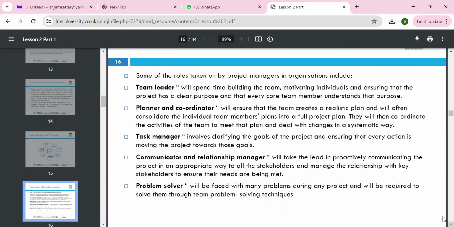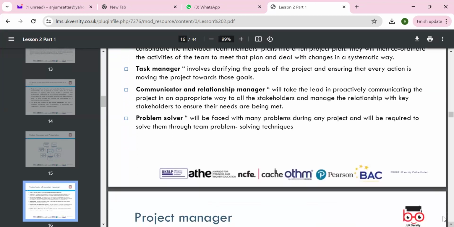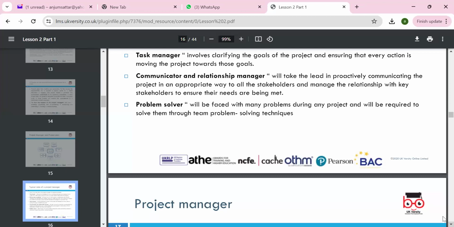So the typical role of the manager: team leader, building and managing the team. We can look around planner and coordinator roles, where managers make a realistic plan, coordinate with team members and coordinate activity in a systematic way. Task manager involves clarifying the project goal and ensuring every action moves the project towards those goals. In communication and relationship management, managers take proactive communication with the stakeholders and manage the relationship. Then as problem solver, we focus on the many problems during the project, and we need to solve them through team problem-solving techniques.